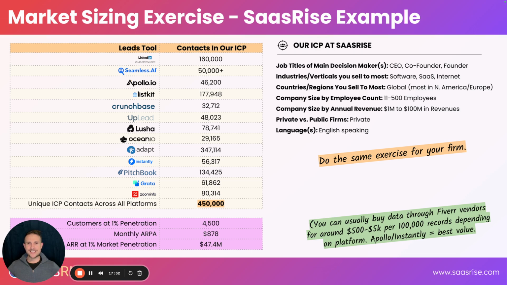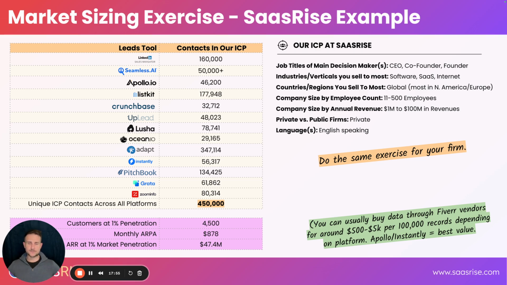But we were able to go out and get the LinkedIn Sales Navigator, the Seamless, the Apollo, the ListKit, the Crunchbase, the UpLead, the Lucia, the Instantly, and the PitchBook. We still haven't yet done ZoomInfo or Grata or Adapt or Ocean because they're a little more expensive, but we have most of them. And we were able to build a deduped list of about 450,000 people in our ICP.